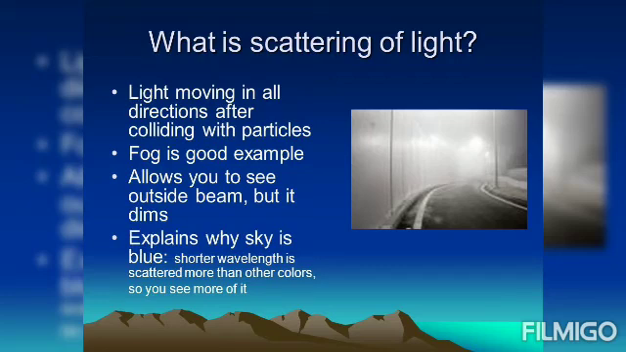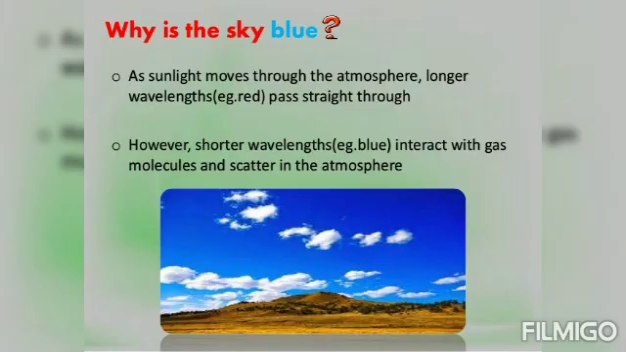Now, why is the sky blue? As you know, because blue color has the shorter wavelength and it scatters more. The color which scatters more, always remember children, is the color the sky will have. So blue is the color of the sky. This is the reason. Now, as sunlight moves through the atmosphere, which color has the longer wavelength? Red color has the longest wavelength.